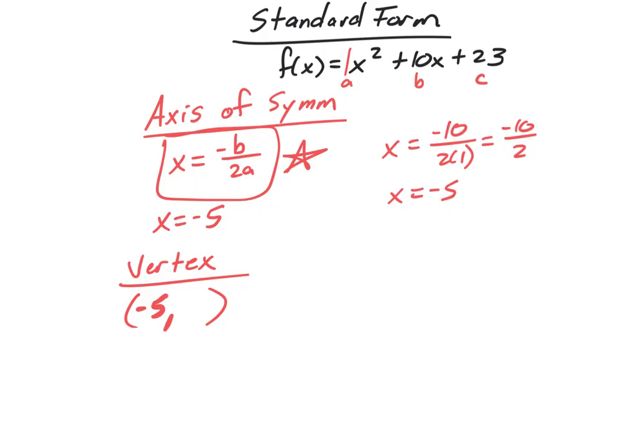If I had to plug this in real quick, just to show you how this would work, negative 5 squared would be 25. So we're going to go negative 5 squared plus 10 times negative 5 plus 23. So this would become 25 minus 50, which would be negative 25, plus 23, which would be negative 2.